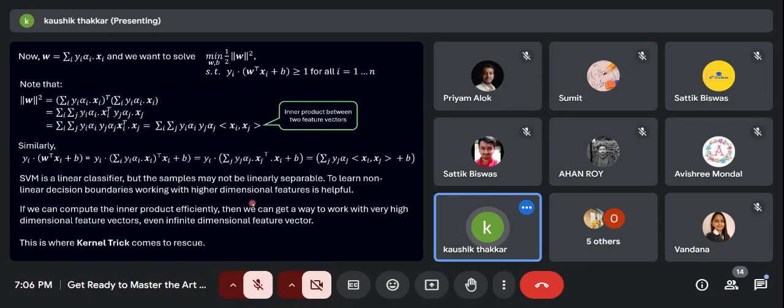So the ultimate thing is that the objective function can be written in terms of xi's and xj's through their inner product only, and we have a way where we can evaluate these inner products in a very efficient manner, right? And this is where the kernel trick comes to the rescue. The kernel trick will help us to do this. It would help to evaluate the inner products very efficiently.